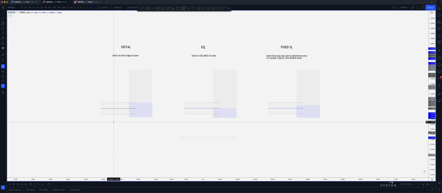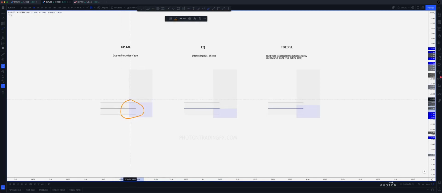But in terms of the actual entry, the simplest way and the way I'd probably recommend all of you starting out to do is just use a distal. So always enter on the edge of the zone. And the reason why I say that is that you're going to be entering a lot more trades if you do it this way, because if you enter on the edge of the zone, when price comes in, you're going to get tagged in, compared to if you always enter on the EQ, sometimes price is going to come in and not tag you in.